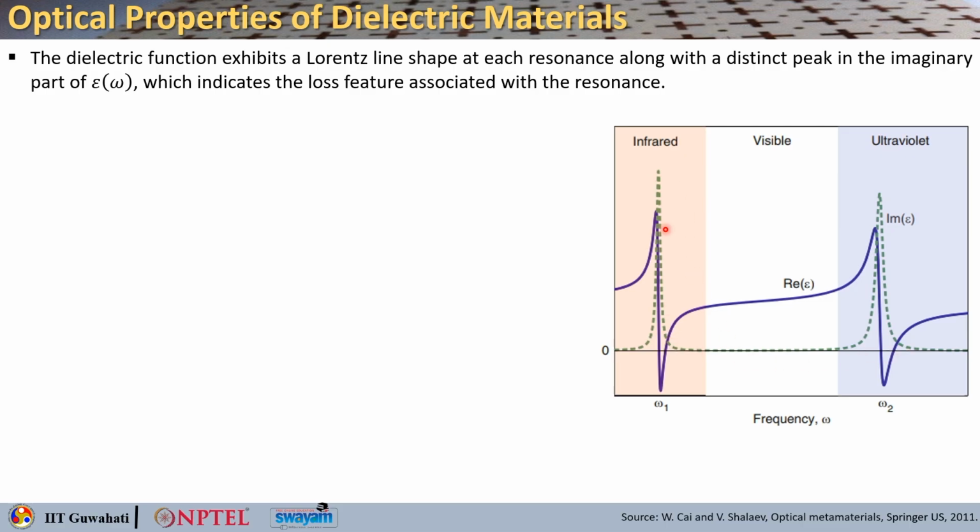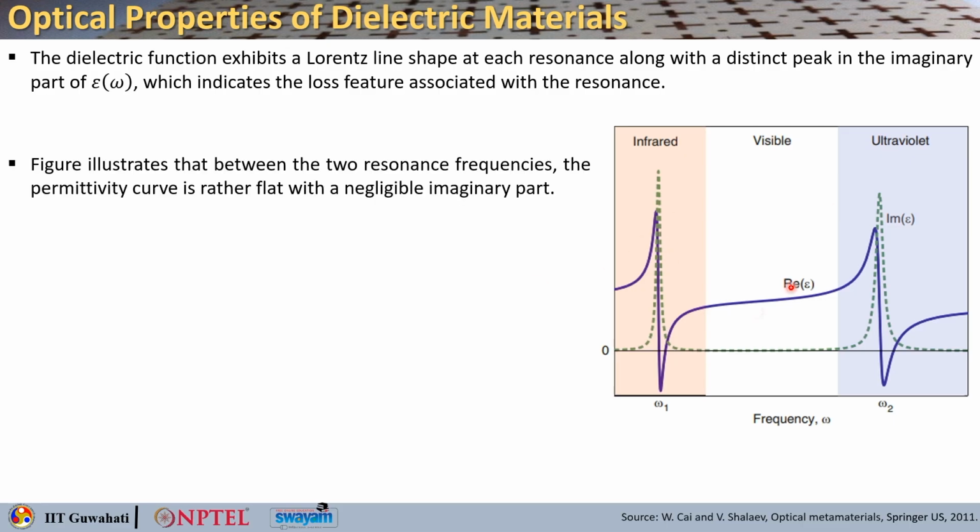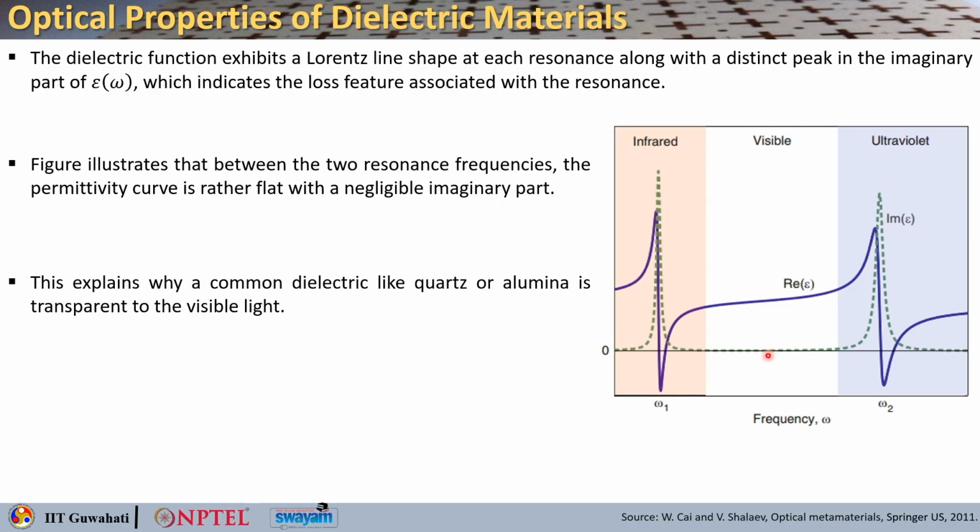The red dotted curve shows the imaginary part of the permittivity, which refers to the loss, significant loss associated with the resonance. This figure tells you that between these two resonant frequencies the permittivity curve is rather flat and has a negligible imaginary part, and this is exactly where you should be operating for making optical metamaterials. So, if you take a common dielectric like quartz or alumina, this is the reason why they appear transparent to visible light, but not in the infrared and the ultraviolet region, right.